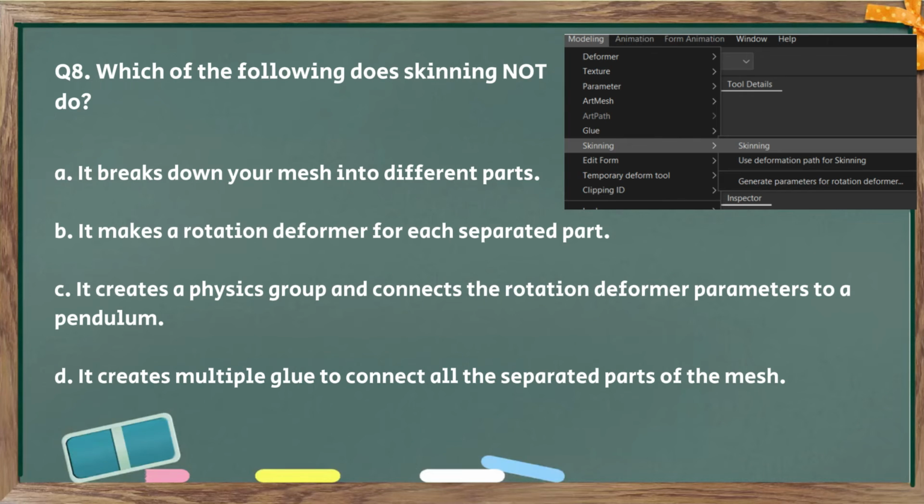Next, question number 8. Which of the following does skinning not do? C. It does everything else but create a physics group and connect the rotation deforming parameters to a pendulum. You have to do that yourself. But I sometimes do wish that it does though.